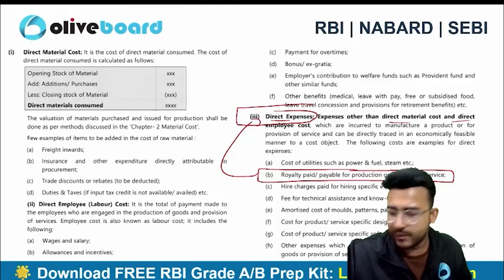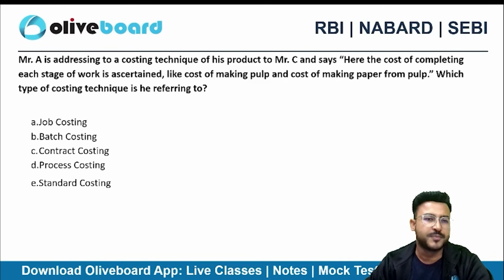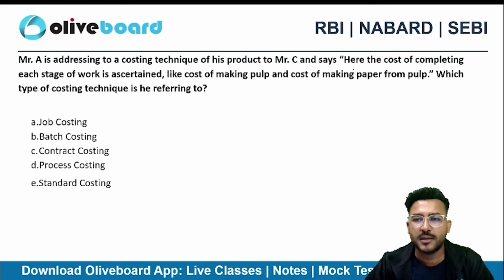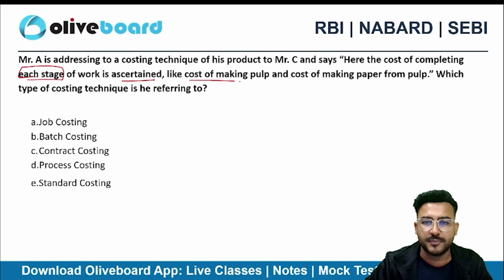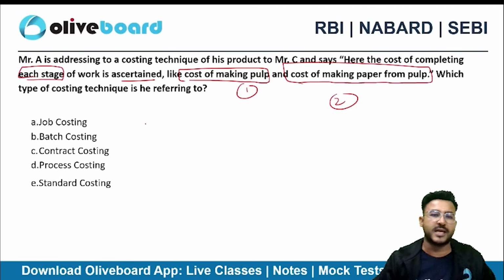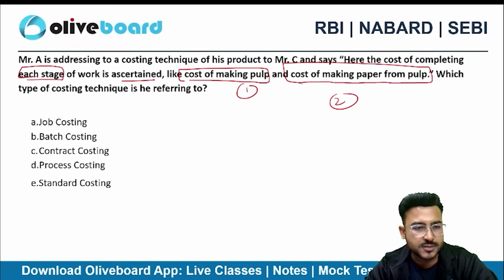So later on we'll be discussing the rest of the numericals from different chapters. Question for today is, Mr. A is addressing a costing technique of his product to Mr. C and says that here the cost of completing each stage of work is ascertained, like the cost of making pulp, the cost of making paper from pulp. Which type of costing technique is he referring to? Job costing, batch costing, contract costing, process costing, or standard costing?